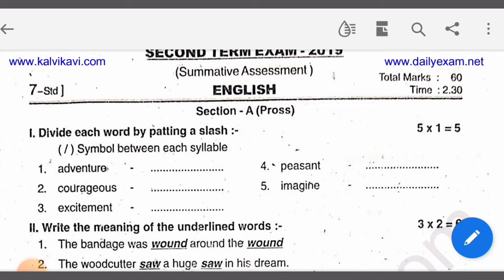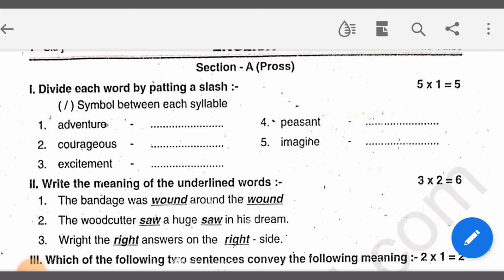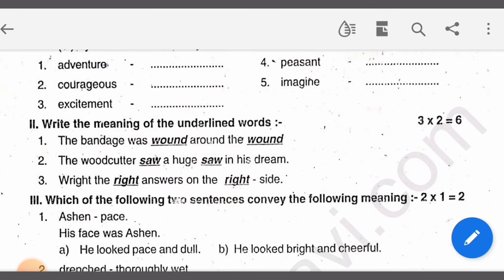First, Section A, in prose they have given: divide each word by putting a slash, that is a symbol, between each syllable. Wherever syllables come, we have to put a slash and write. Second one, write the meaning of the underlined words. For the underlined words, we have to write the meanings. So for the word wound, you have to write the meaning.